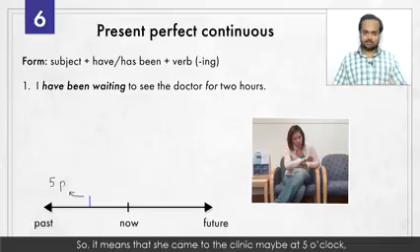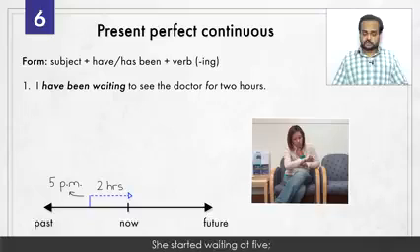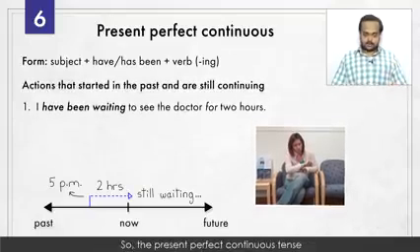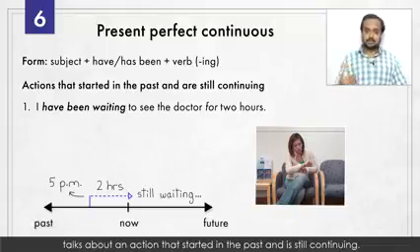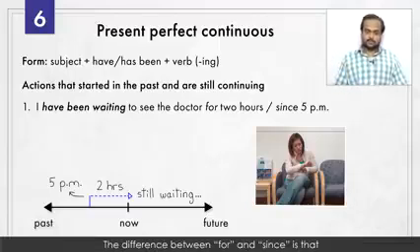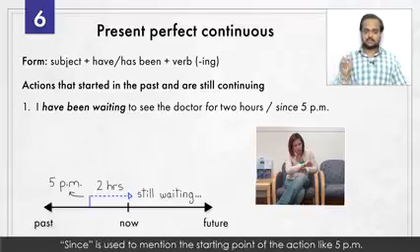So it means that she came to the clinic maybe at 5 o'clock and now it's 7 o'clock. She started waiting at 5. 2 hours have now passed and she is still waiting. So the present perfect continuous tense talks about an action that started in the past and is still continuing. In this sentence, we can also say, I have been waiting since 5 p.m. The difference between for and since is that for talks about the amount of time, like 2 hours. Since is used to mention the starting point of the action, like 5 p.m.